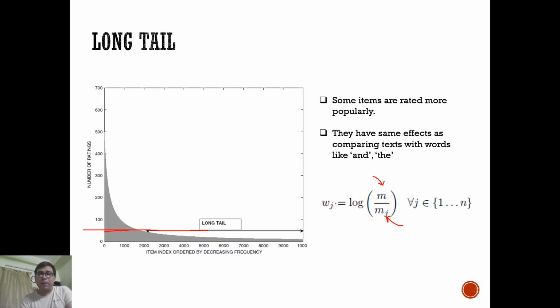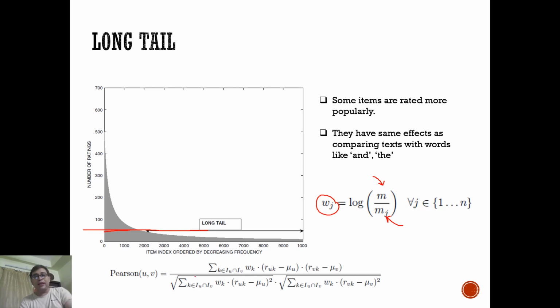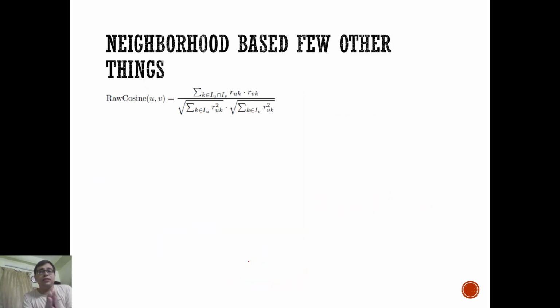And this gives a weight, and this can be used now in the rating calculation. So the only thing that you see has changed over here is the weight that we have added. All right. Okay, now let's look at some other similarity based measures.